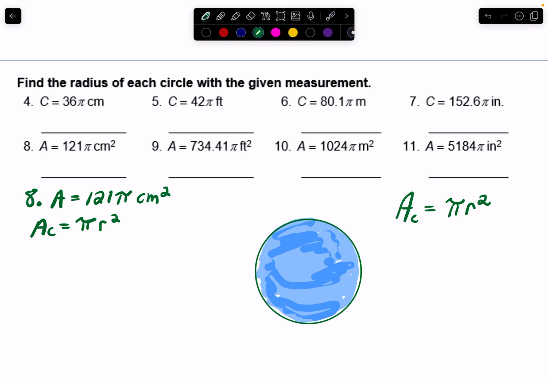The area is 121 pi equals pi r squared. Now what we want to do is start getting rid of things so that we can isolate the r. We want the r to be isolated by itself. And so again, there's two things we got to get rid of. We got to get rid of that, and we got to get rid of that. We'll get rid of the pi first by dividing it over.